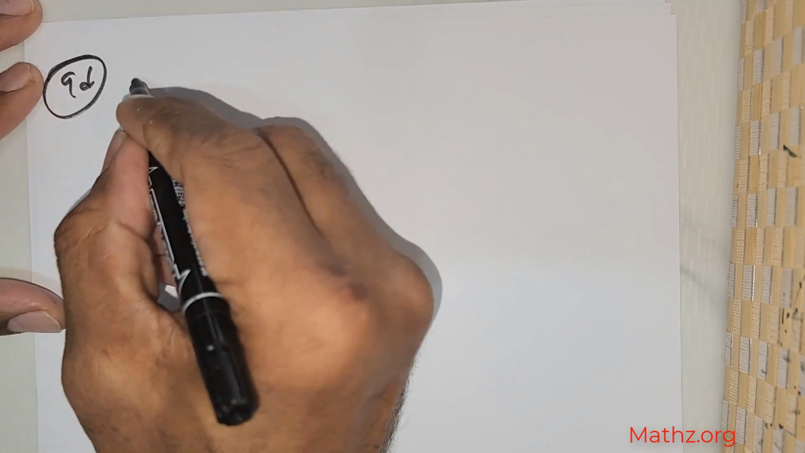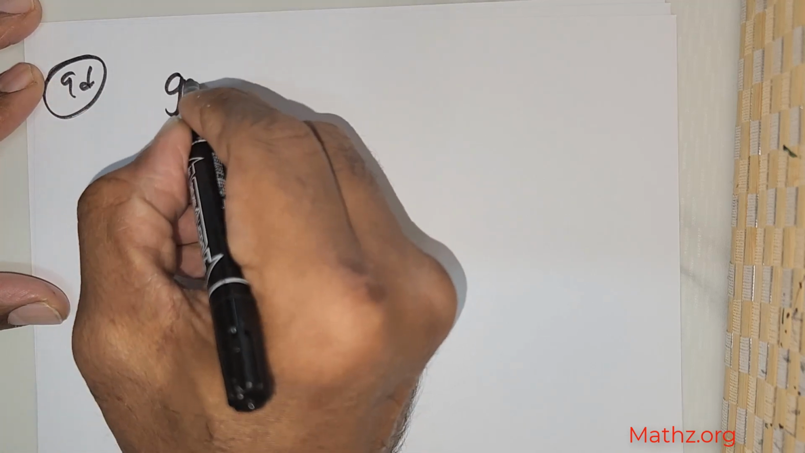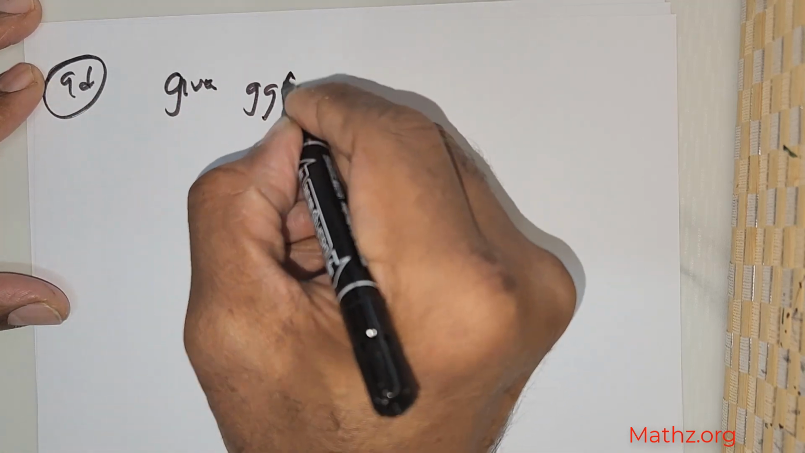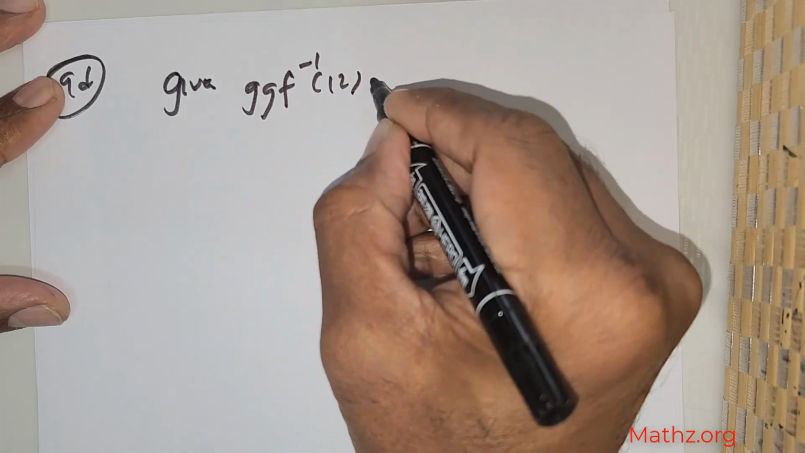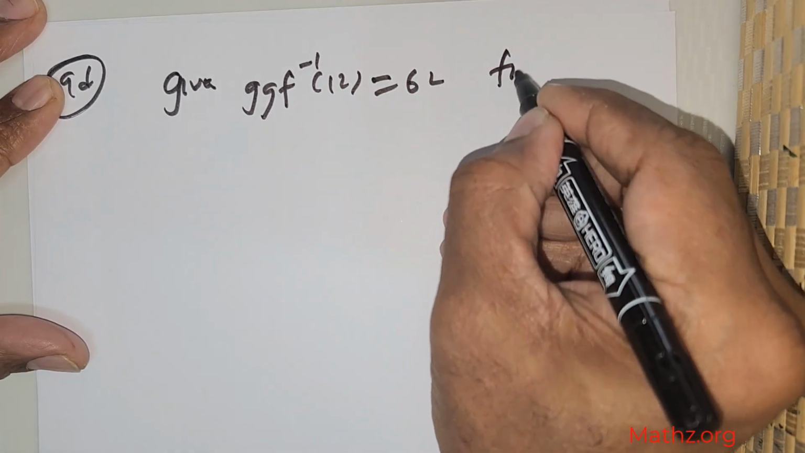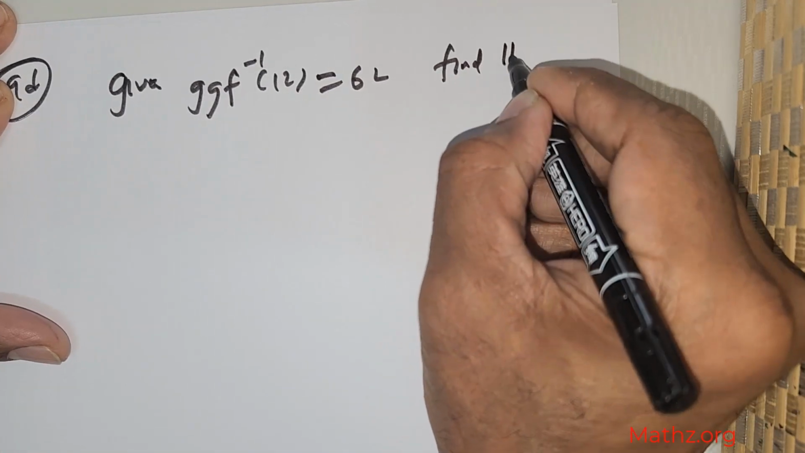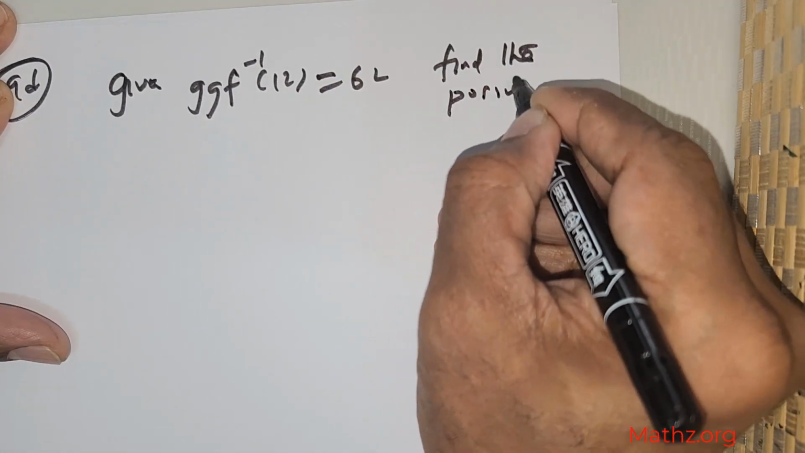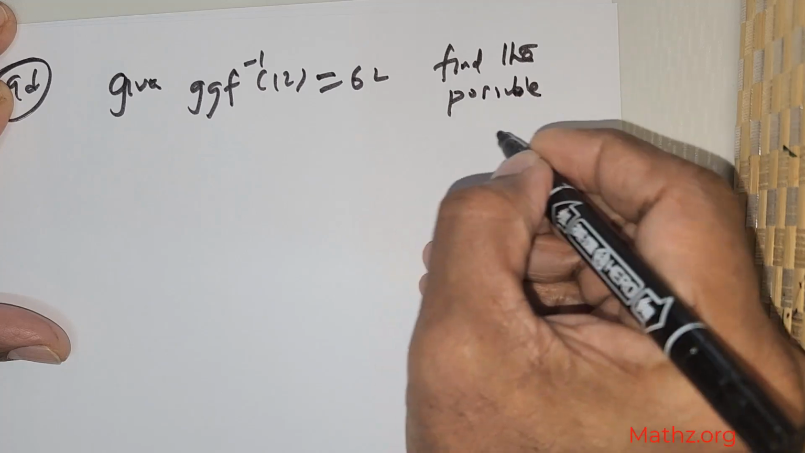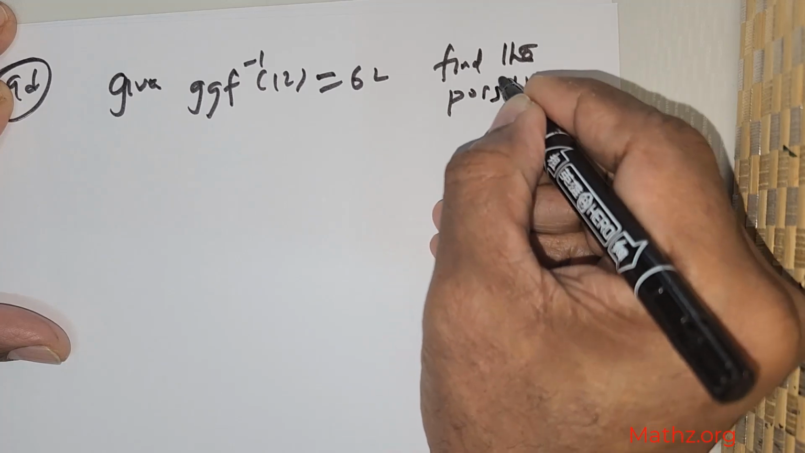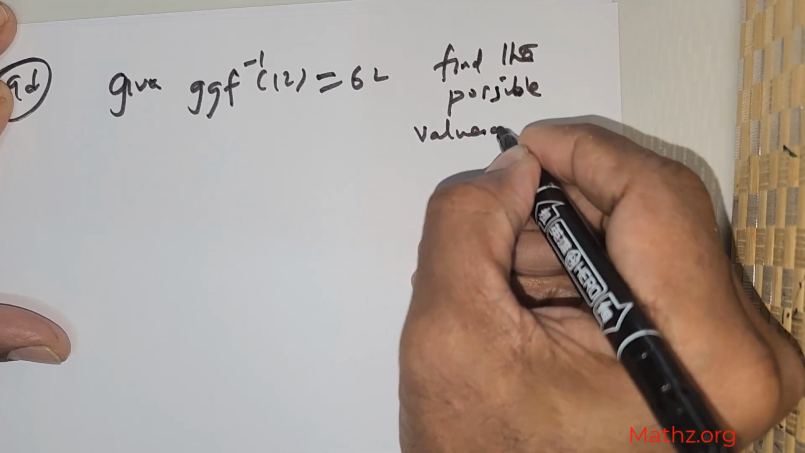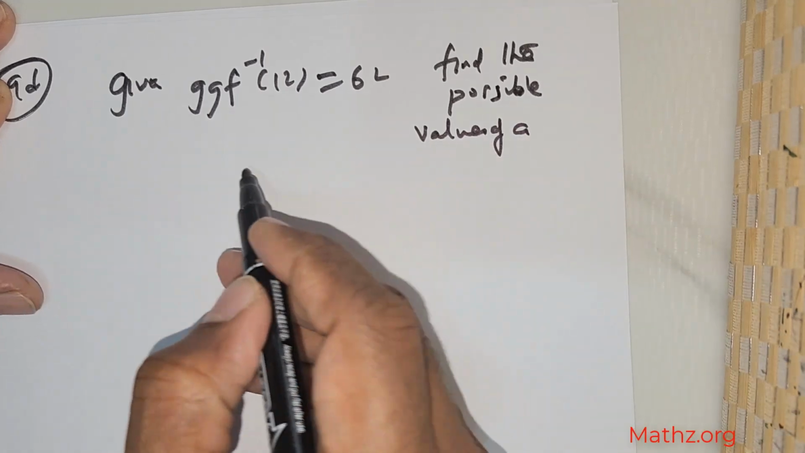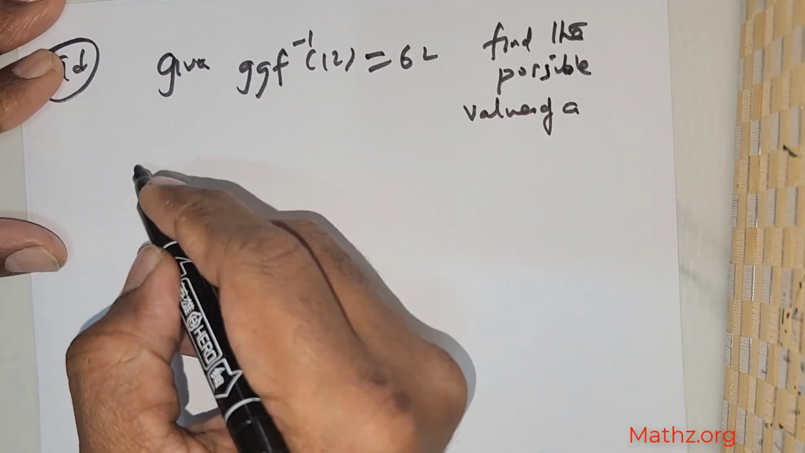Now this is the next part, question 9d. We are given g f inverse of 12 is equal to 62. We are asked to find the possible values of a. Now this is the solution.